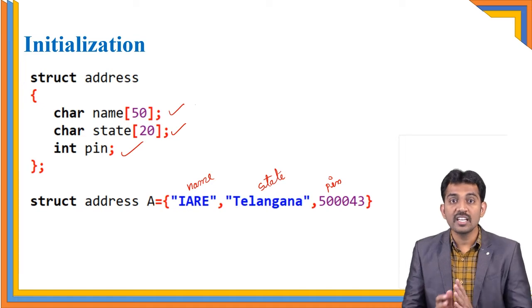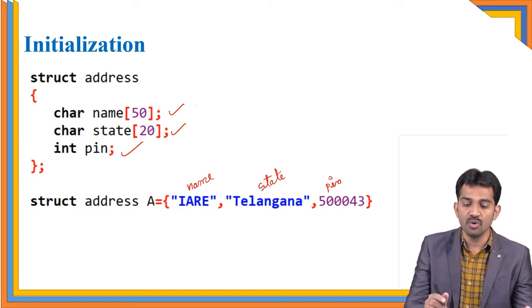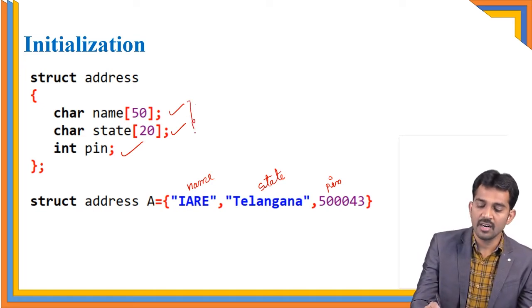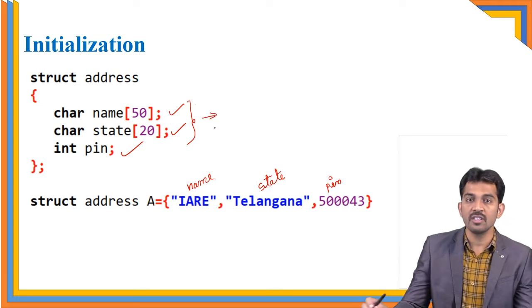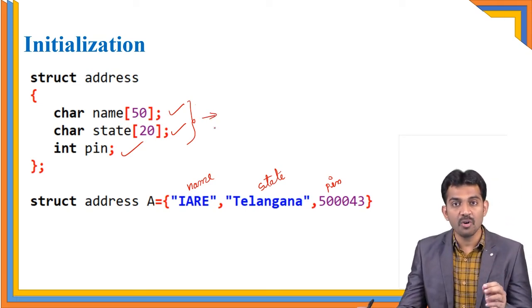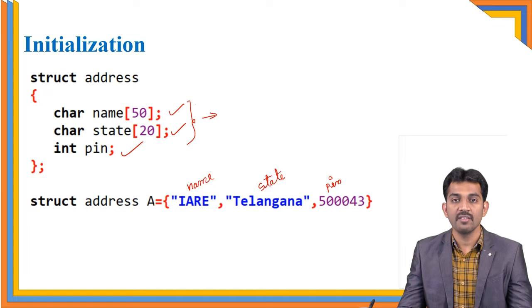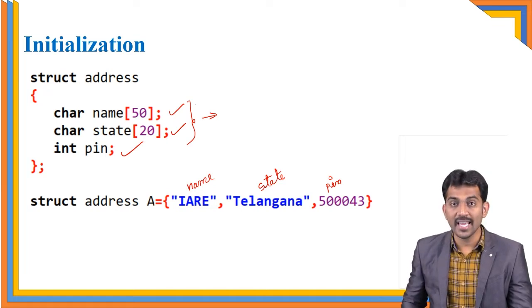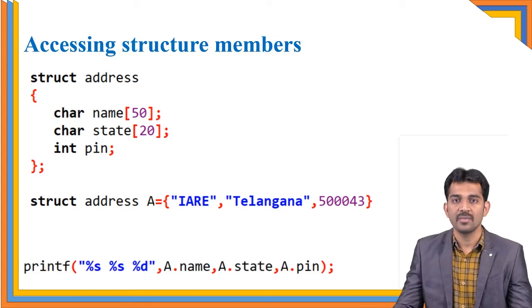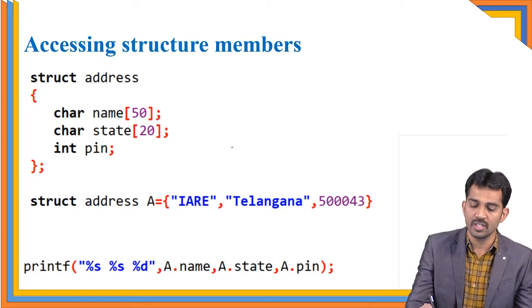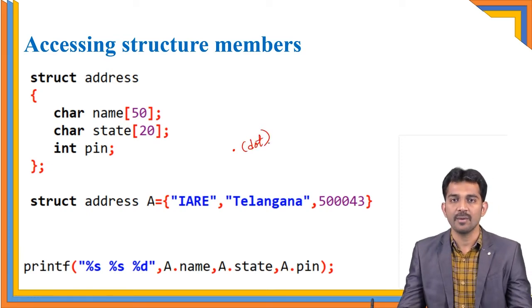So don't shuffle your order, because the order in which you defined the data is the order in which you need to initialize it. Otherwise, it doesn't work. Next, if you observe the accessing, how do we access the data using the dot operator? Please note this: using the dot operator, you are going to access the data.